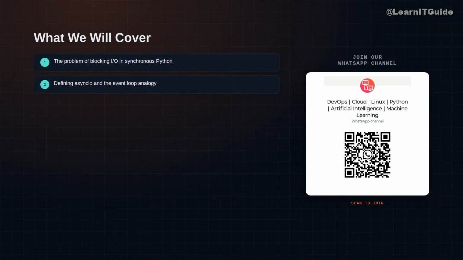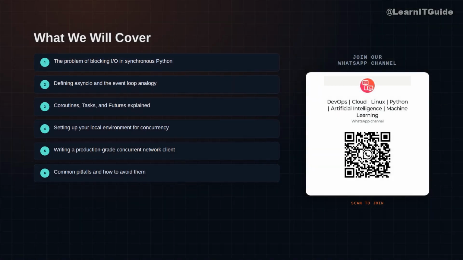These are the topics we are going to cover in this video. Specifically, we will start by understanding why synchronous code fails at scale. Then, we will break down the event loop, define core concepts like coroutines and tasks, and write real-world production code. Watch the full video without skipping any content to understand it better.